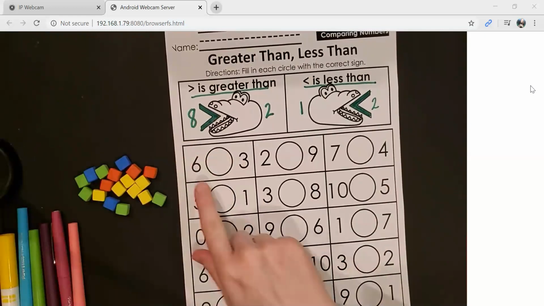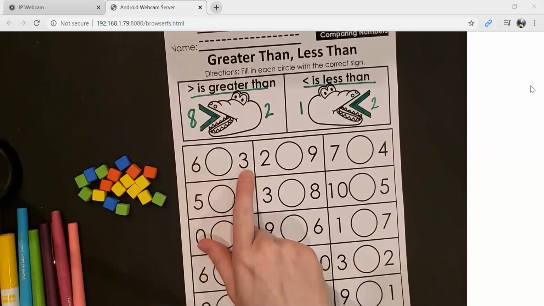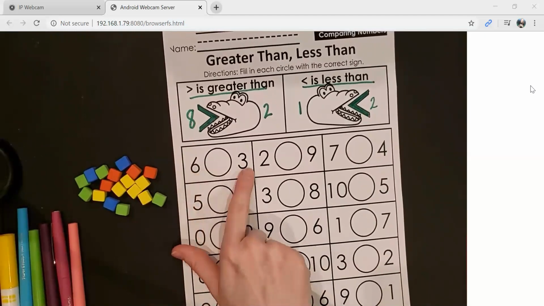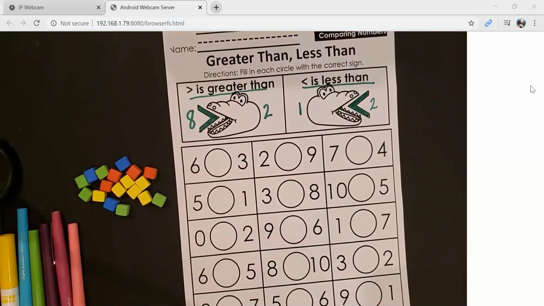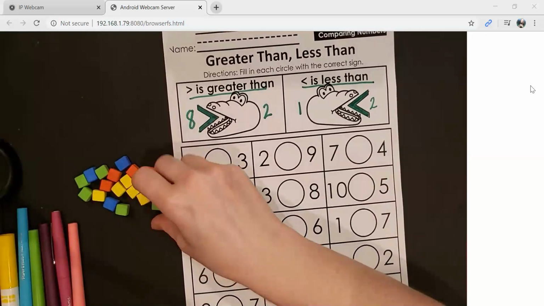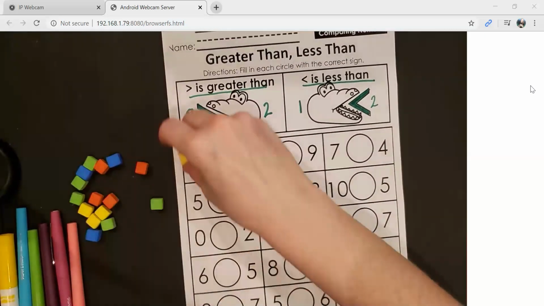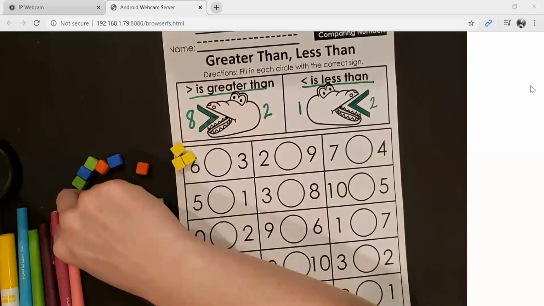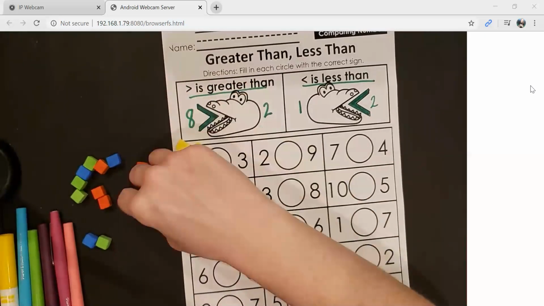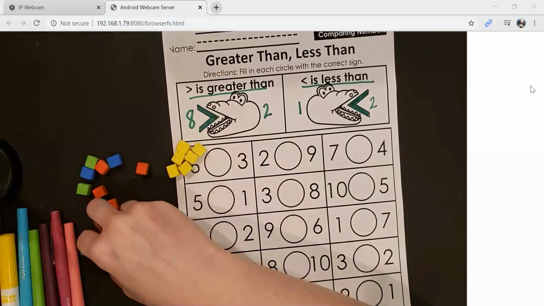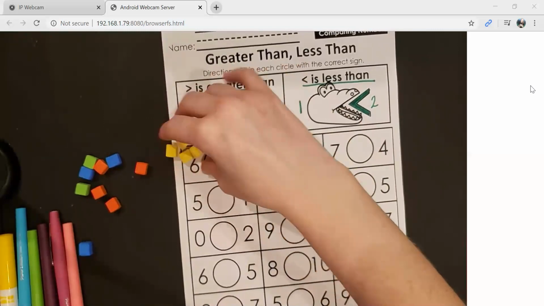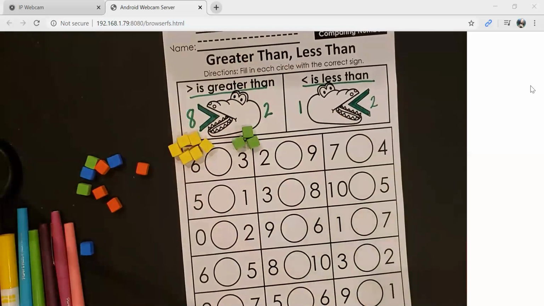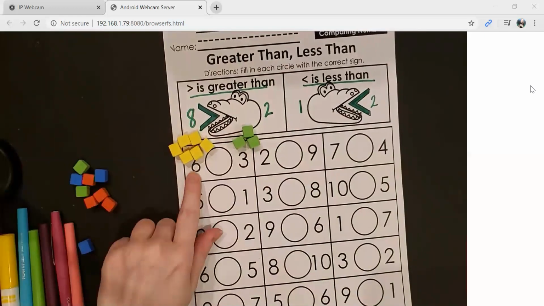All right, so our first problem is 6 and 3. We need to know which of these is greater so that we can draw our greater less than sign chomping it. So if I were to show 6 yellow unit cubes and only 3 green unit cubes, can our eyes just automatically see which number has more? Yes, our eyes can automatically see that 6 has more.